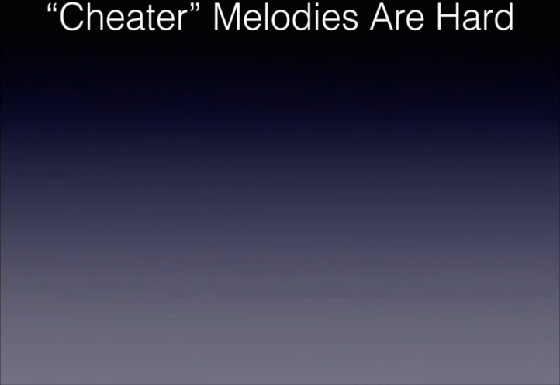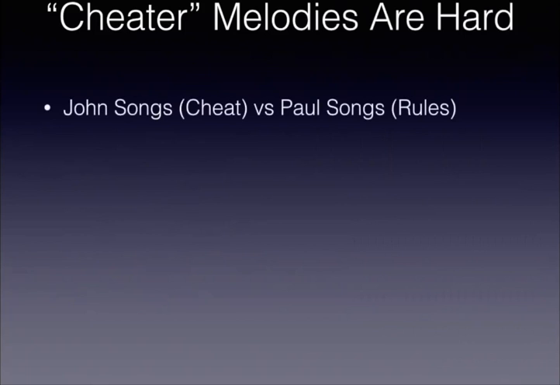Okay, so one of the things that I think is really important that I teach students is something that I call cheating in melodies. So cheating in melodies is something that happens all the time. Songwriters do it all the time, but we're not really aware of what's happening with that. The examples I give are that of John Lennon and Paul McCartney, who wrote, of course, many classic songs for the Beatles. And the way that they wrote their songs was fundamentally different. John cheats and Paul plays by the rules. And let me show you what I mean by that.